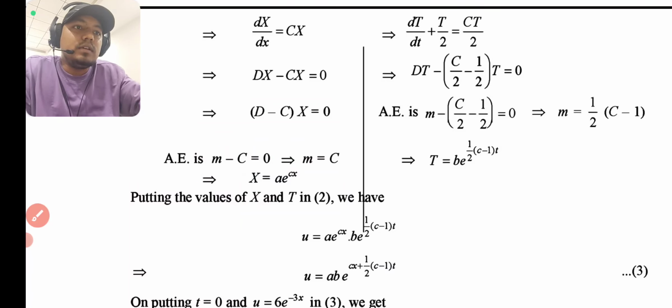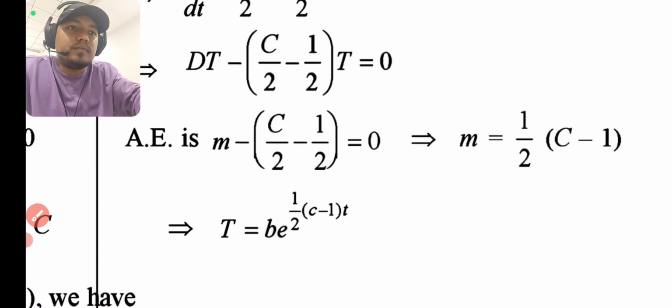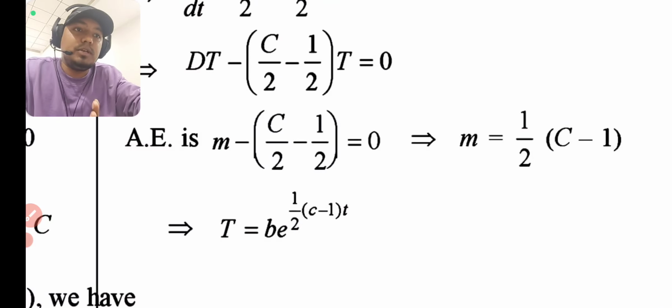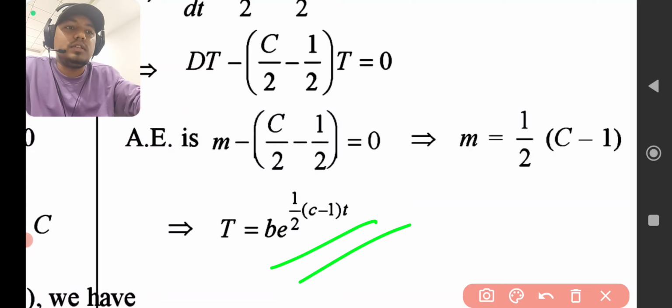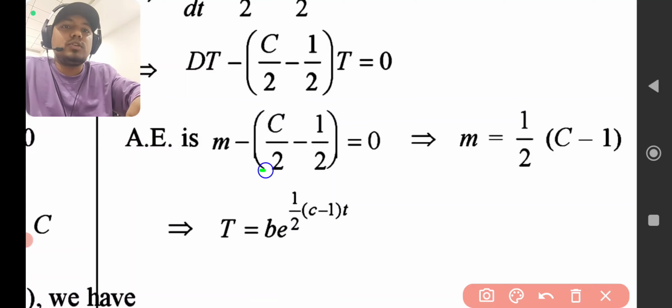You can see this value, I'm trying to say half c minus 1. This is your bigger value. Bigger means the m value. So for that you got this solution. Now that's all. You have to multiply both the solutions.